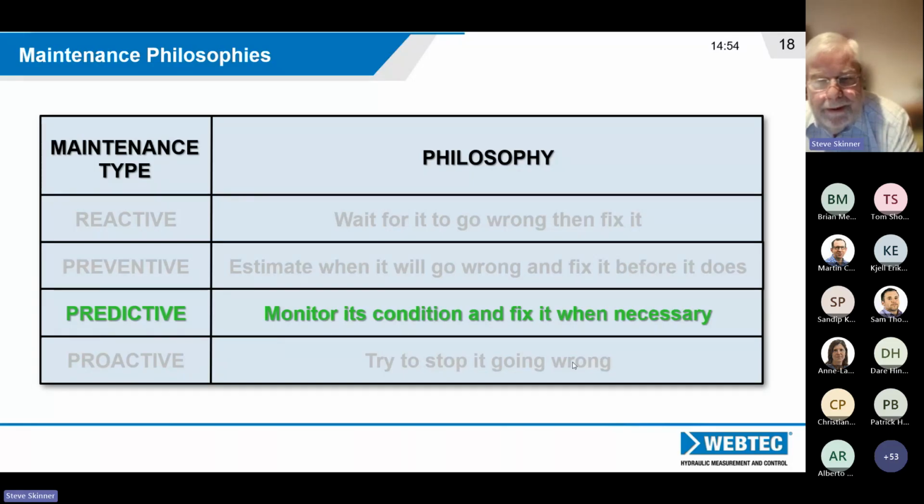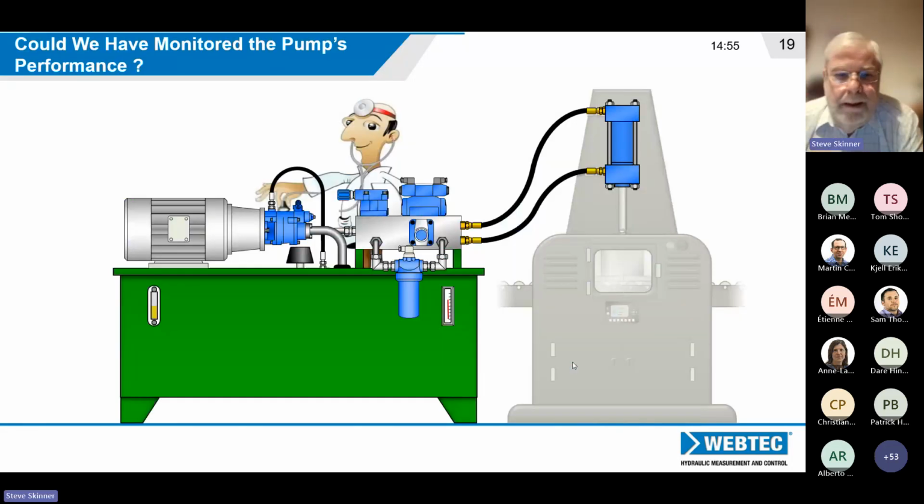So moving on to the third philosophy then, which is what we call predictive maintenance, where we monitor the condition of something and only replace it or repair it when we think it's necessary, when the monitoring or the feedback tells us it's time. So the question arises now, could we have monitored the pump's performance on our power unit? It's the pump that failed, so could we do anything to monitor the condition of the pump, which would have told us in advance whether it required replacement or not?